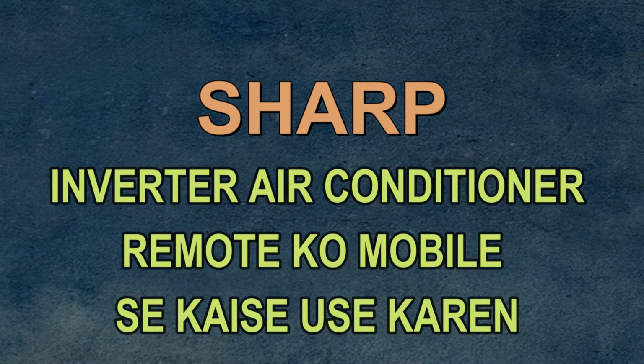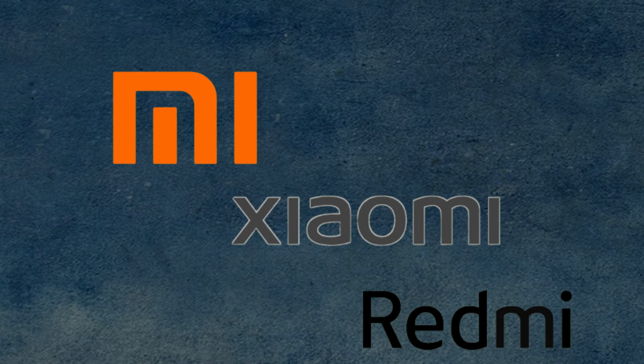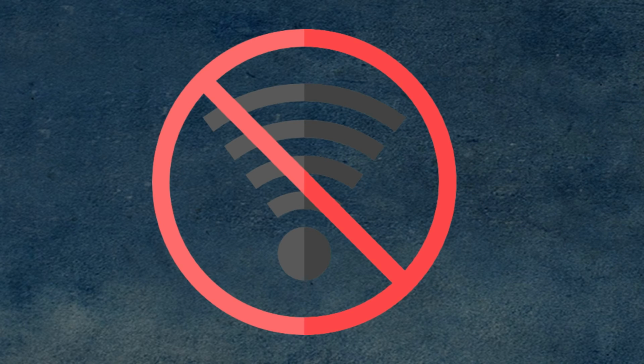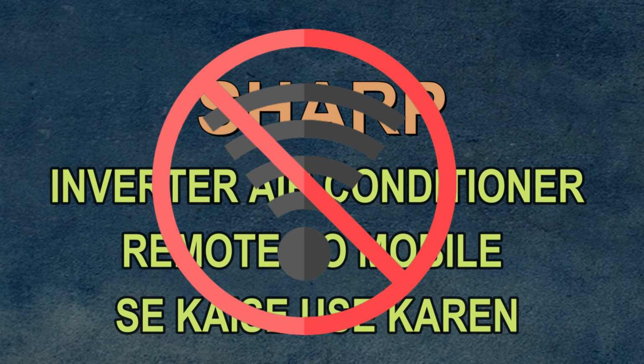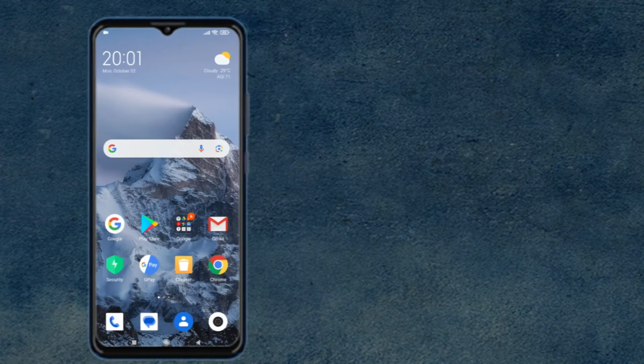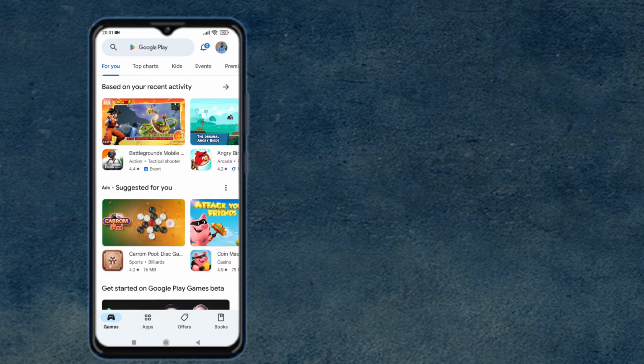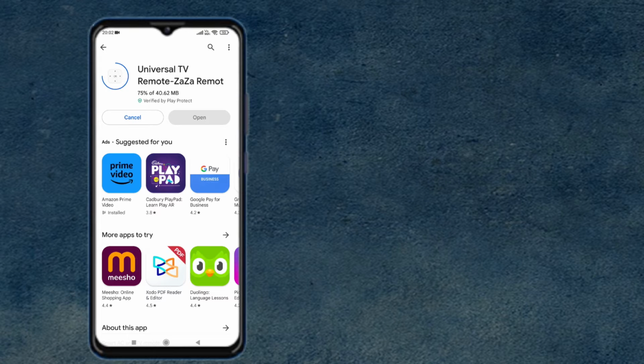Before using AC from mobile, you should note that if you have a Mi Xiaomi Redmi phone, then only you can use AC from your mobile, that too without Wi-Fi connectivity, and you can use your AC offline at any time. So friends, first of all open the Play Store in your mobile. After opening Play Store, search for Jaja Remote. Install Jaja Remote. Jaja Remote is installed.